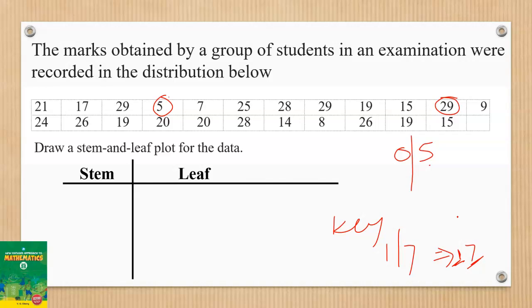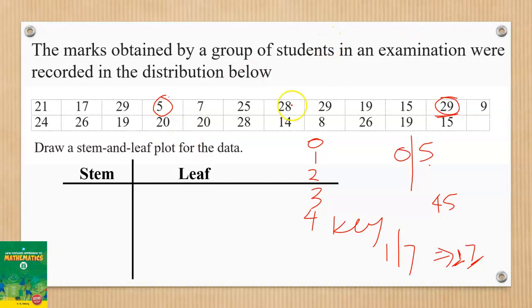Now, since our largest number is 29 and the smallest is 5, we can have our stem going like 0, 1, and 2. If it happens that our largest number is, let's say, 45, then we can have 1, 2, 3, and then 4, so that each of these digits represents the stem. Okay, so let's do the entry and see.